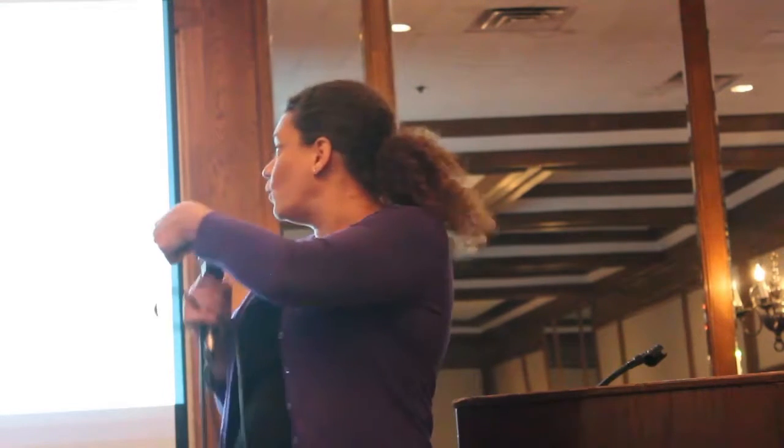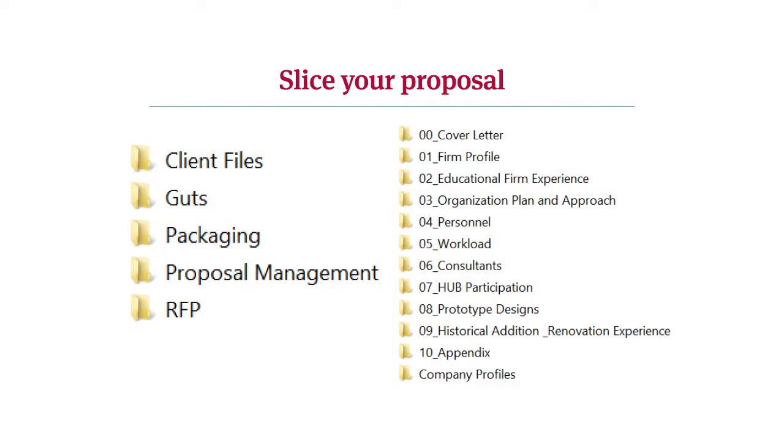And then also structure your files on your computer or your server. So these are your client files. We call them guts in our world, which is the finished pages, right? Packaging, that's your tabs and your covers. And then proposal management, that's where your matrix would live, as well as a folder just for the RFP files that come out. So that's your RFP, your pre-bid sign-in sheet, any of the questions and answers. It's all of those types of things that go in those respective folders.